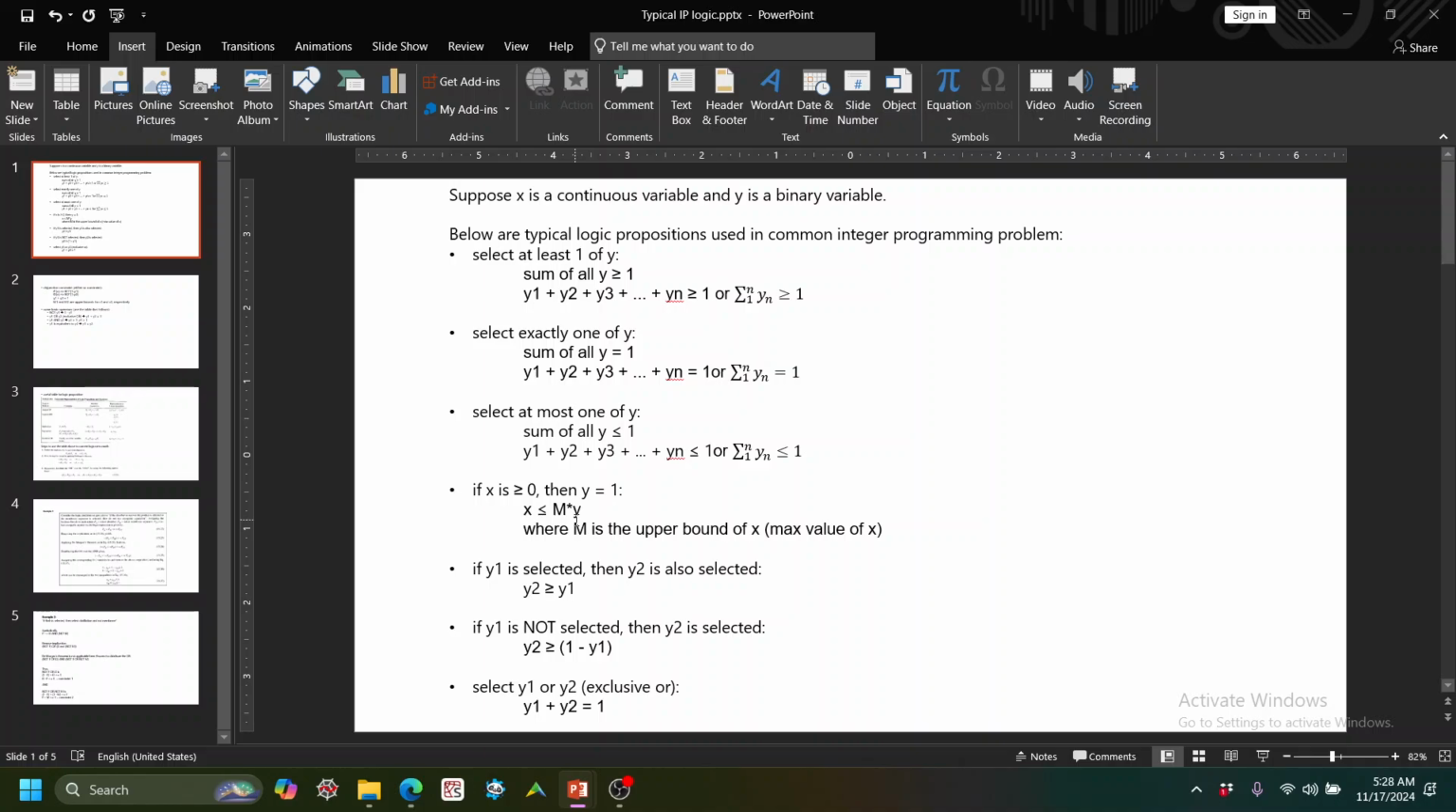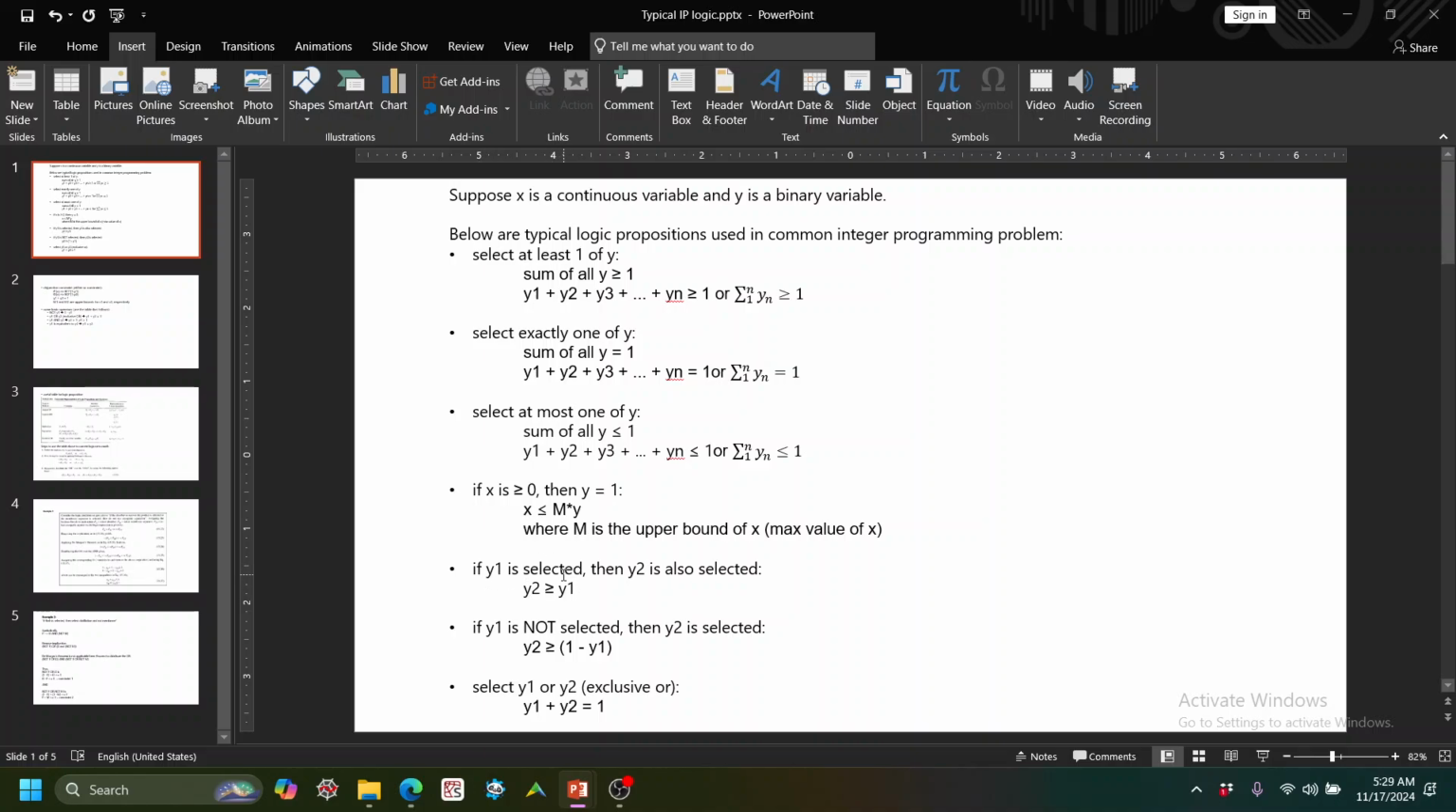If x is then less than or equal to 0, then this y can be 0. So y doesn't really matter. But if x is positive, for example 1.5, then y has no option other than 1 to make this equation feasible. So if this is 1.5 or maybe a million, y has to be 1. So a million is less than or equal to M multiplied by 1.